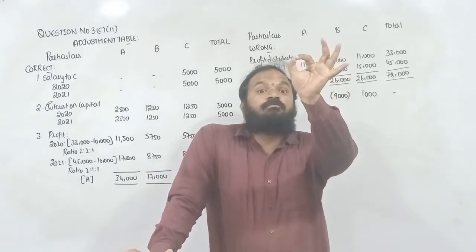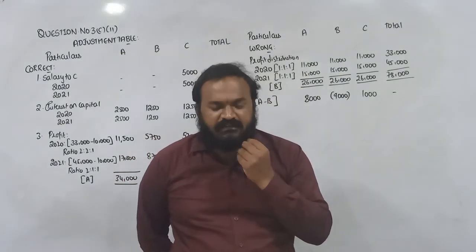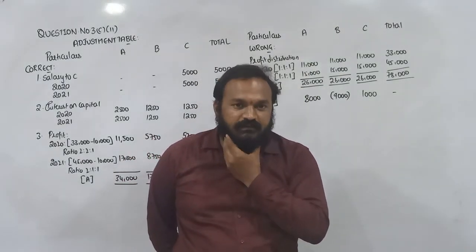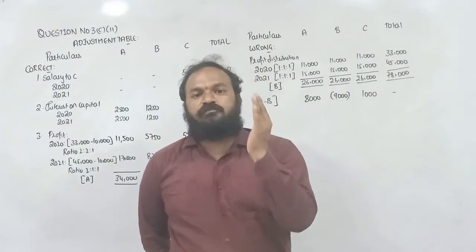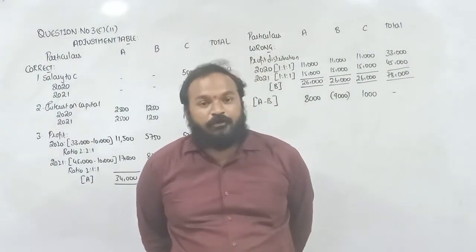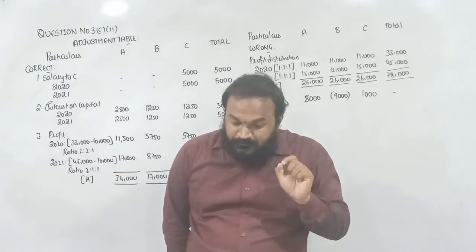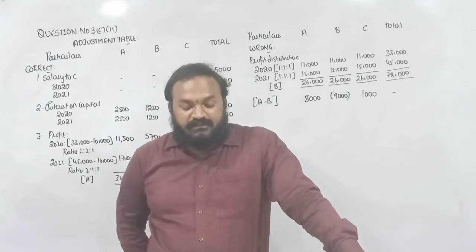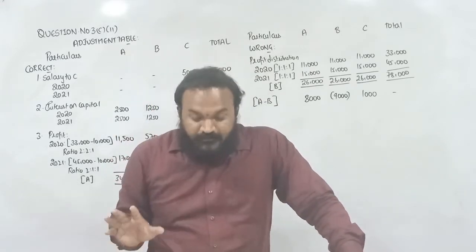Profits and losses to be shared in the ratio of capitals of the partners. What is the capital balance of A? 50,000. B 25,000. C 25,000. 2:1:1 will be the actual profit sharing ratio. But what did our accountant do? Net profit for the year ended 31st March 2020 amounting to 33,000.